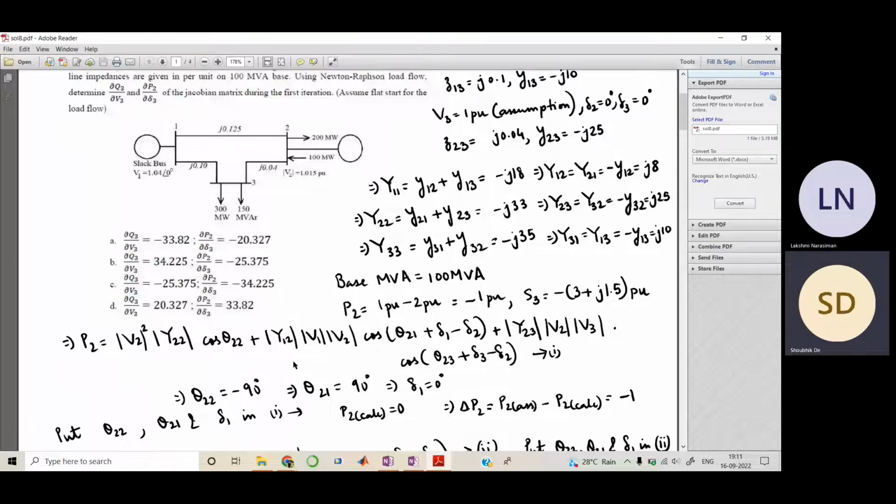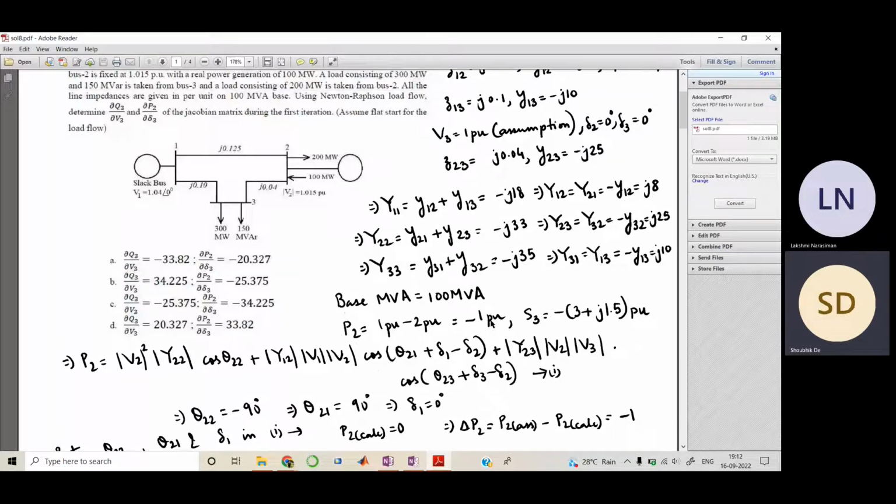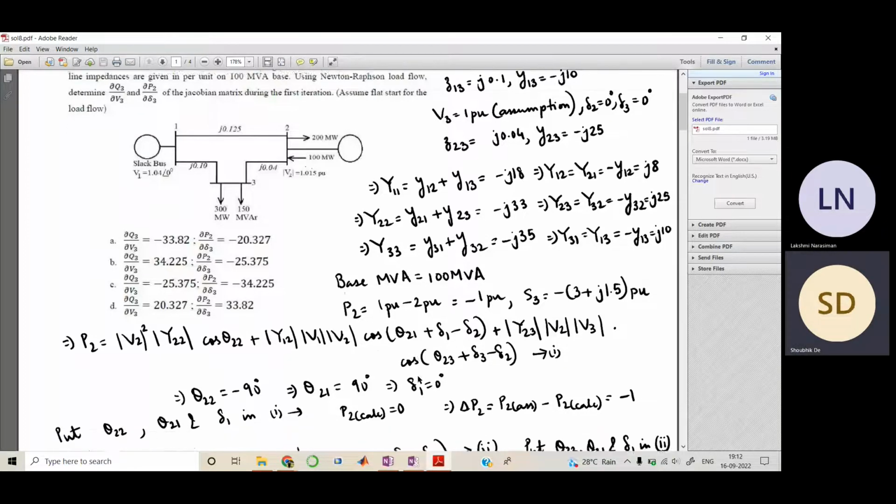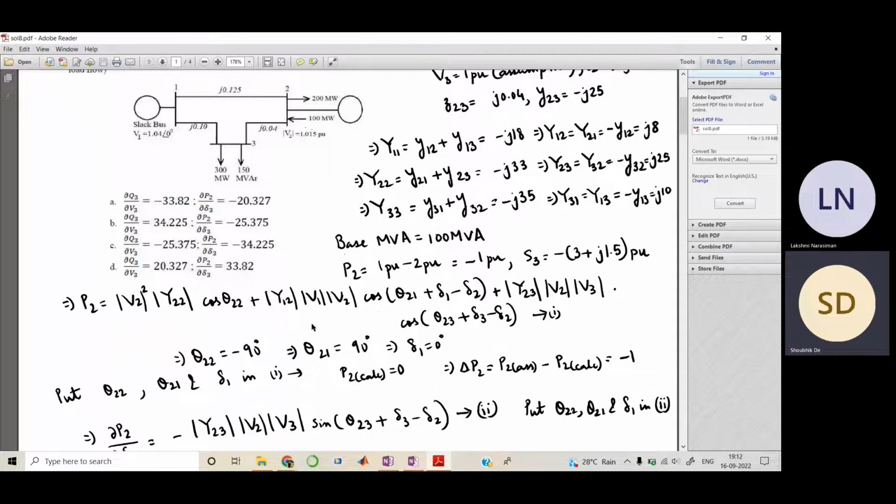Now, using this formula, we have to calculate the actual, or calculated, value. Here you know the voltages and every component, right? Y22, everything we calculated, and theta 22, you also know. So theta 22 would be what? It is the angle of Y22, so minus 90 degrees, because it is minus J33. You calculate every one of these. V2 is 1.015, V1 is 1.04. You know delta 1 is 0, delta 2 we have assumed to be 0, and delta 3 is also 0.